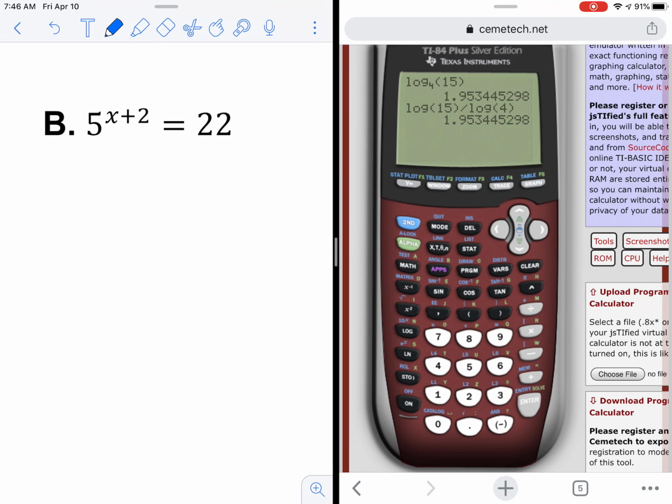If I said to rewrite this in log form, okay, so remember, we can't get a base of 5 on the right-hand side. So I'm going to rewrite it, and I'm going to put the base of the log as a number 5. And then remember, on the other side of the equals goes the x plus 2. And then the argument is 22.